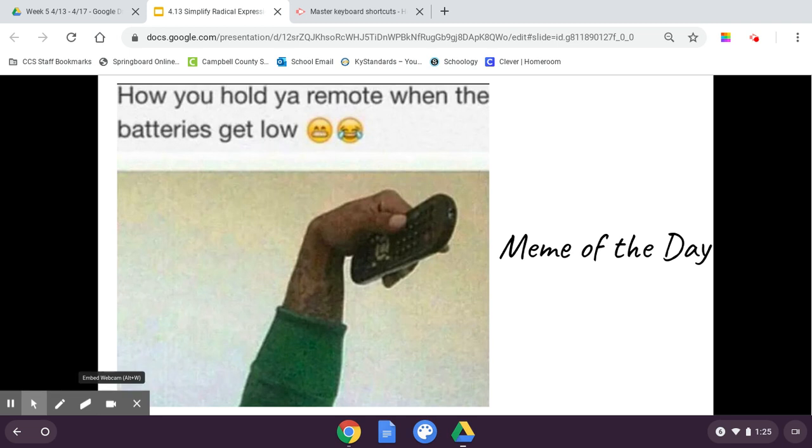So here's your meme of the day: how you hold the remote when the batteries are getting low. I don't know about you guys, but I saw this and I automatically started dying laughing because this is totally me, and I still haven't replaced the batteries in my remote.